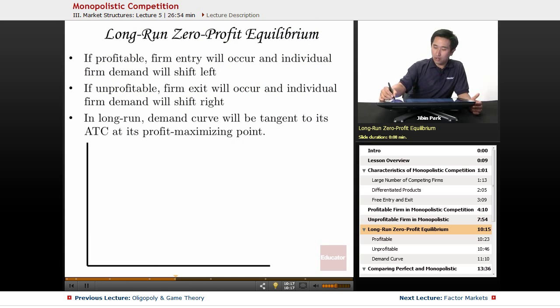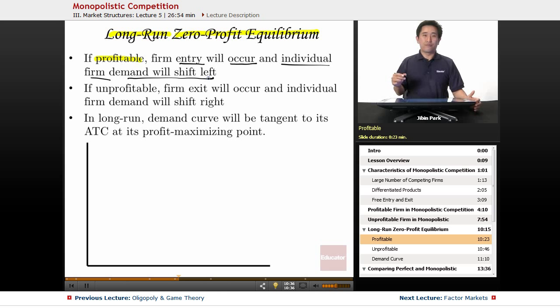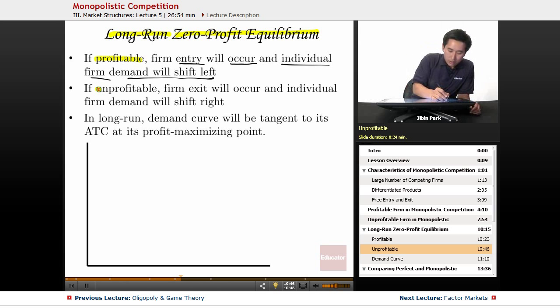You're going to have the long run zero profit equilibrium here. So if profitable, what the firm does here, firm entry will occur and individual firm demand will shift to the left. And that makes sense. So firms are going to enter, and what that's going to do is drive out individual profitability for individual firms. Now, in the other situation here, if unprofitable, firms will exit, exits will occur, and individual firm demand will shift to the right.